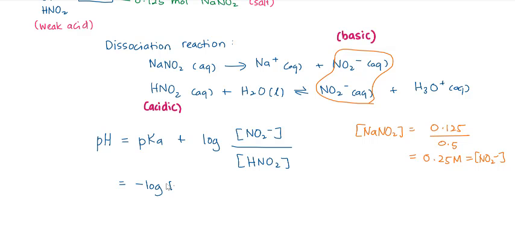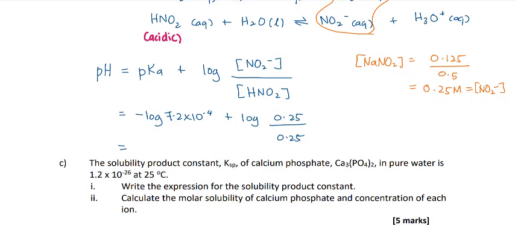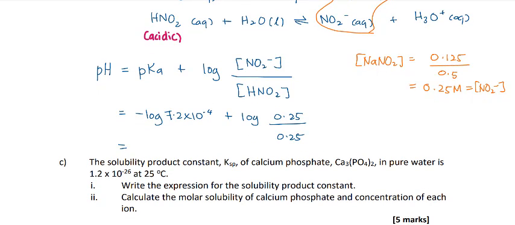So negative log 7.2 times 10 to the power of negative 4, plus log 0.25 over 0.25. It's the same, so this is log 1. So you will get the answer. The pH is negative log 7.2 times 10 to the power of negative 4. So 3.14. Okay, that is its pH.